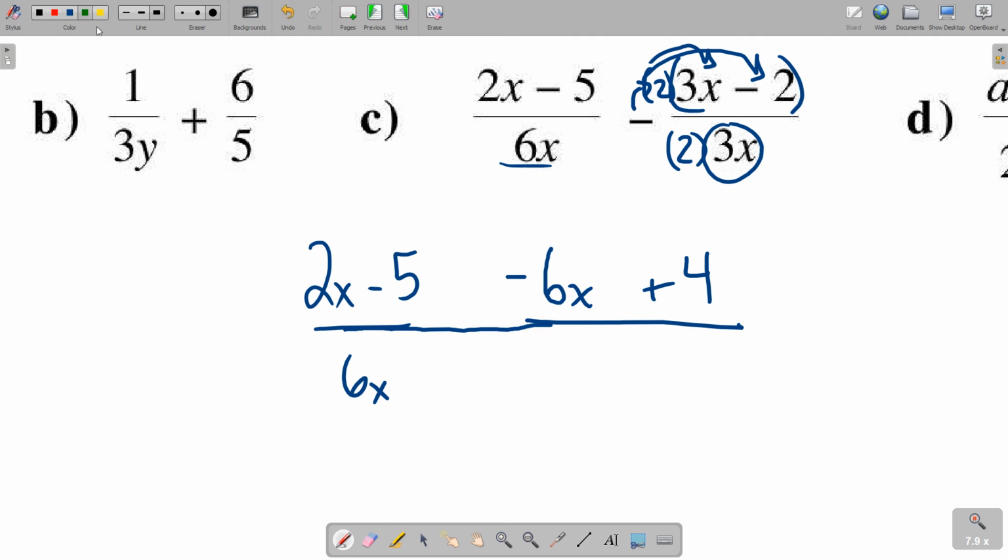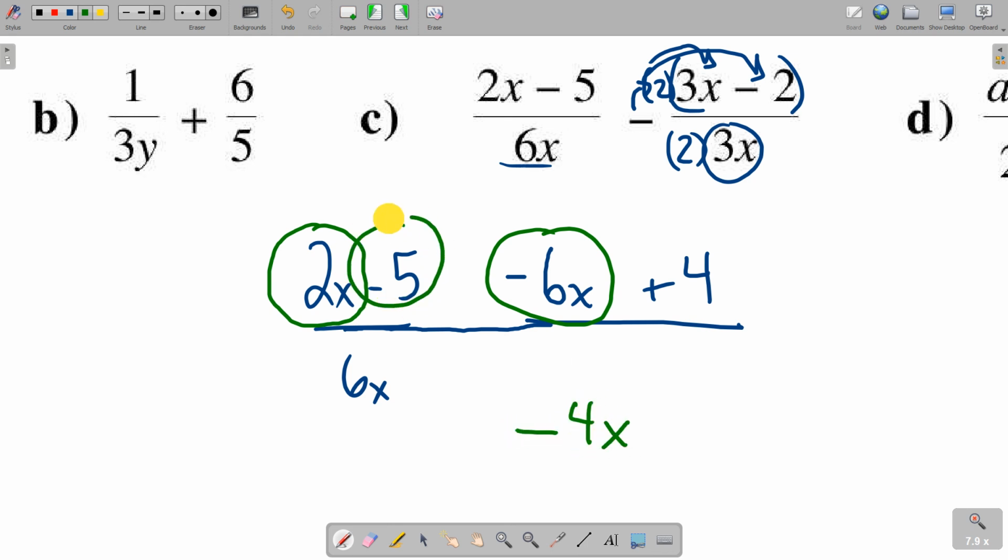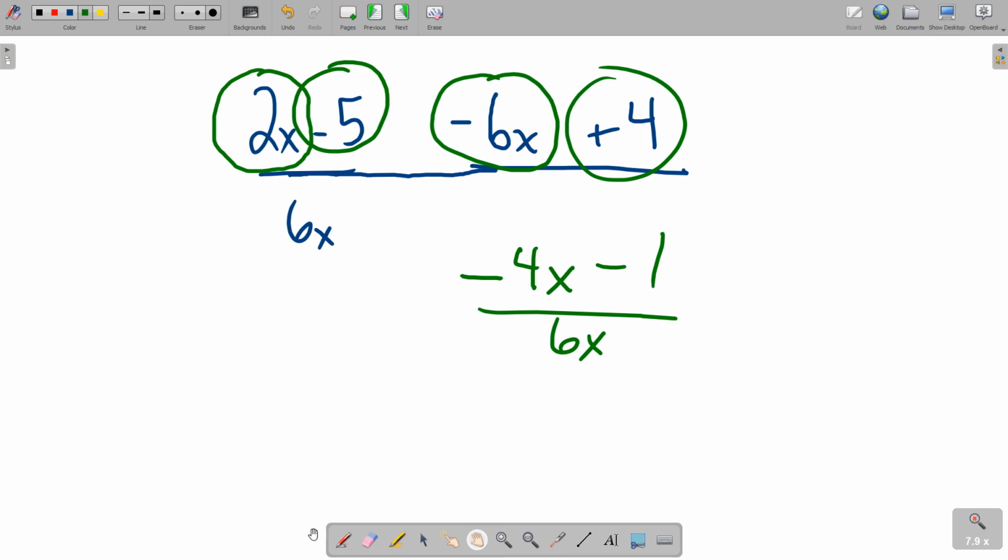I've got to make sure I collect my like terms properly though here. 2x minus 6x. That's not pretty. It's negative 4x on the numerator. Minus 5 plus 4 is minus 1, all over 6x. Of course, now I'm not done. I forgot one thing yet again. I didn't forget. I like to just leave it to the end, but I shouldn't. X cannot be 0.